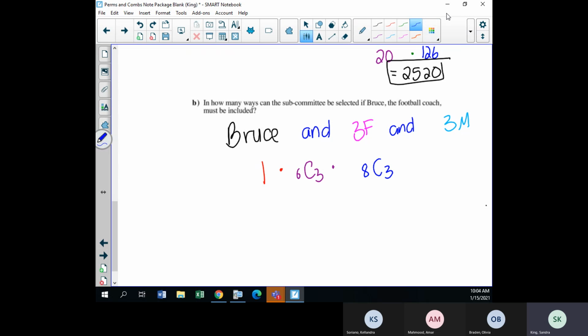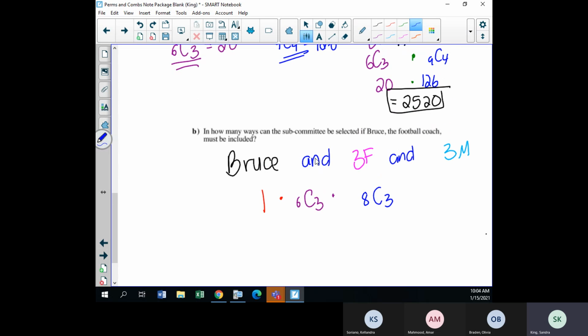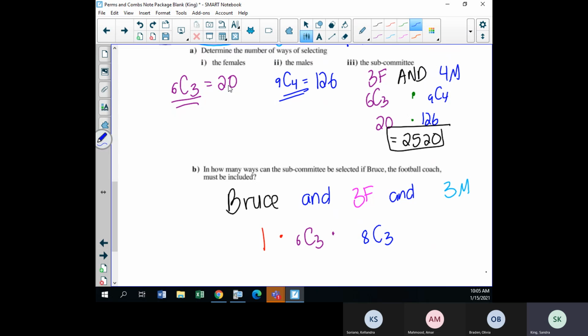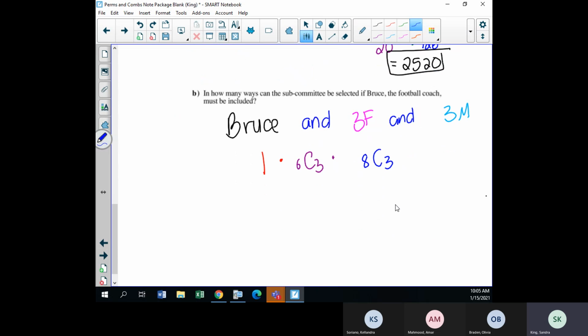And that's going to be a 7 member subcommittee. Bruce plus 3 is 4, plus 3 is 7. Okay. So 6 choose 3, we know that number is 20. And 8 choose 3, are you guys getting 56? Okay, so it's 1 times 20 times 56. There'd be 1,120 different ways of selecting a subcommittee if Bruce is on the committee, for sure.